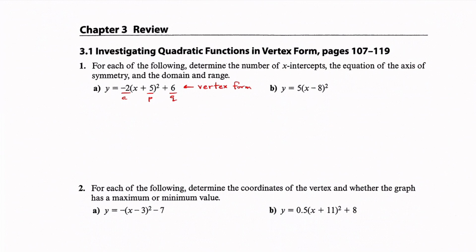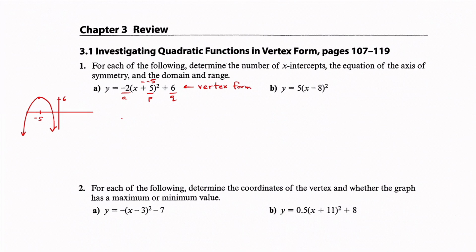So answering these questions though, we first want to find the number of x-intercepts. Now I'm going to draw a little picture of this graph. So our vertex is at -5 and 6. If I was over at -5, I'm going to be 6 up. That's where our vertex is. And then the negative here tells me that it's going to point down, so I know it's going to look something like this. I'm just getting a rough sketch to be able to answer the questions.